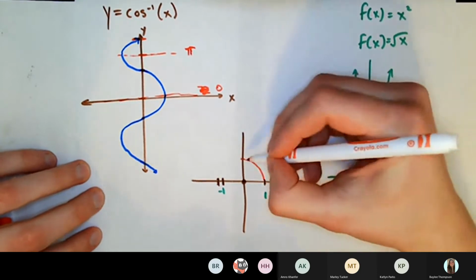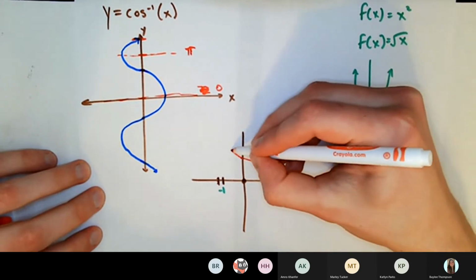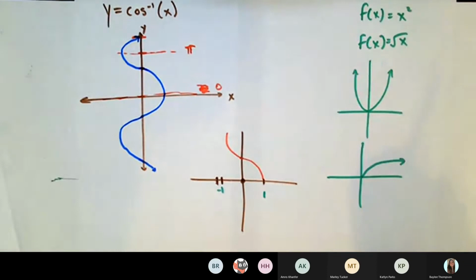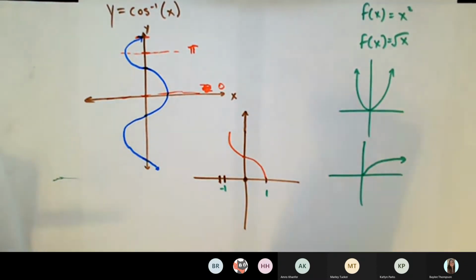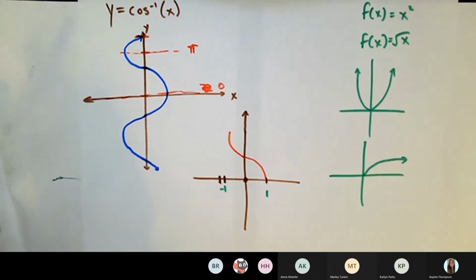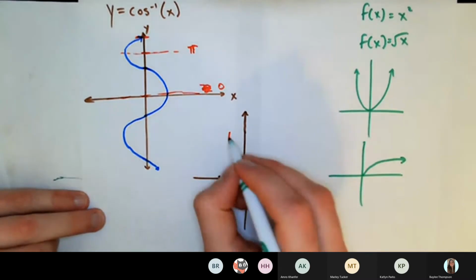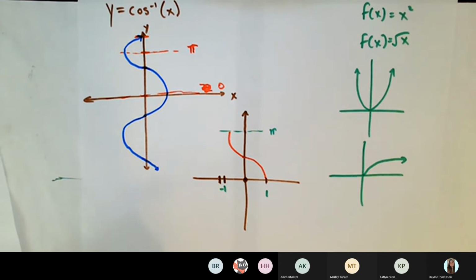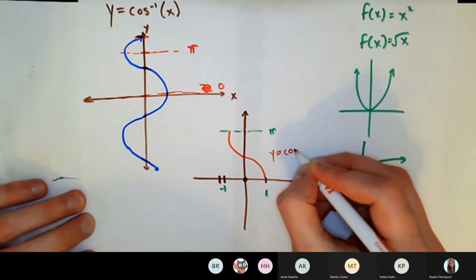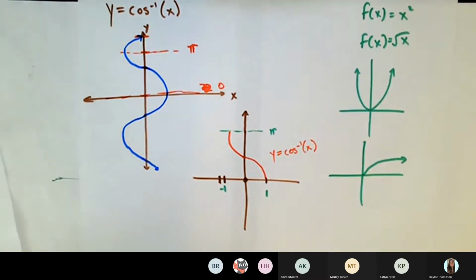So it's going like this, and then like that. I don't know. These are so hard to draw for some reason. It's hard to draw them sideways. And those values where it's stopping are at 0, down here, 0, and up here at pi. So that's the entire cosine inverse function graph right here, on its range 0 to pi.